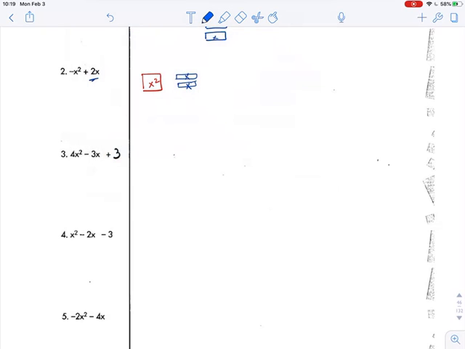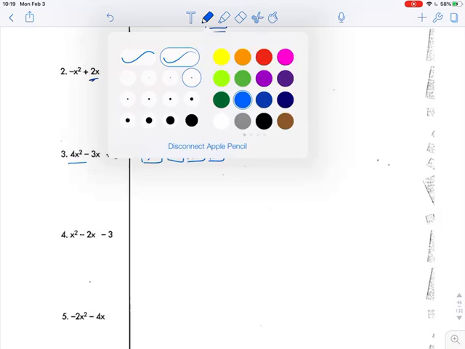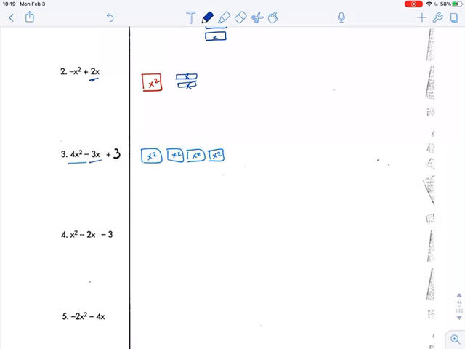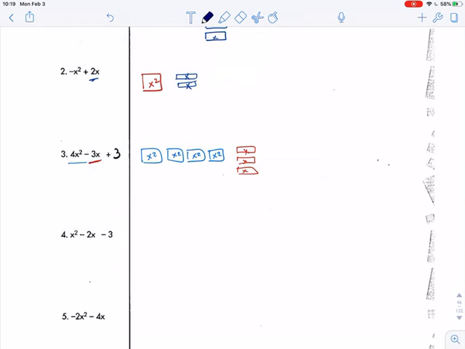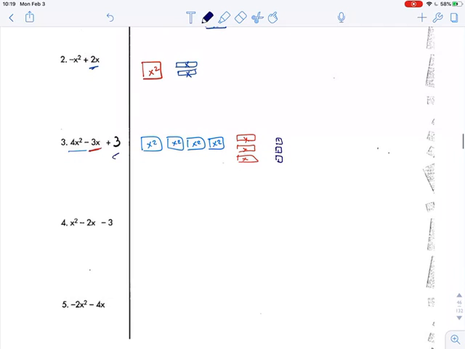Okay. Again, we have 4x squares, 1, 2, 3, and 4. And then we have 3 negative x's, 1, 2, 3, because they're red. And then a positive 3, 1, 2, 3. There we go.